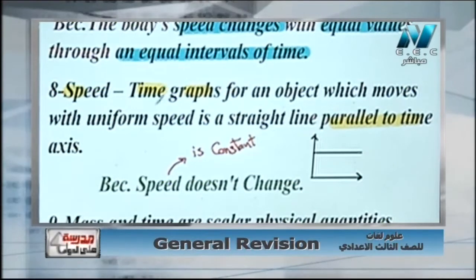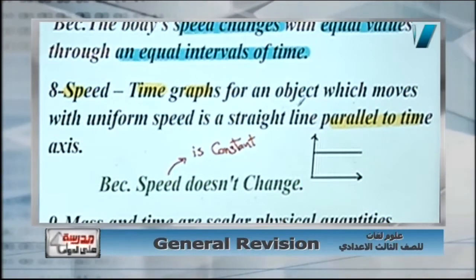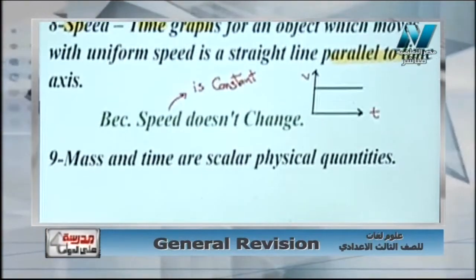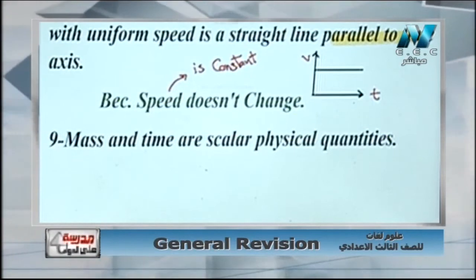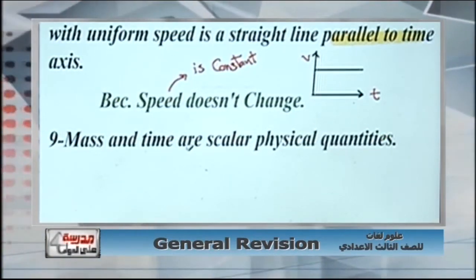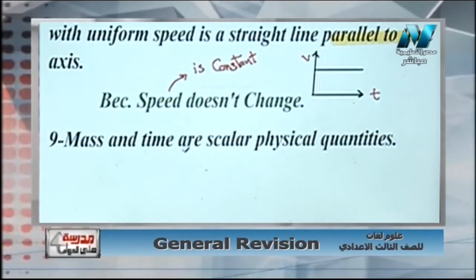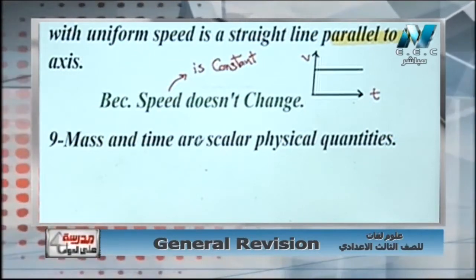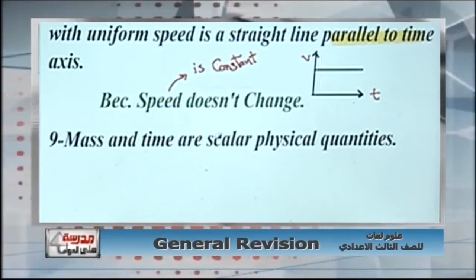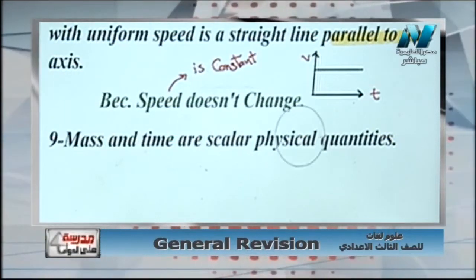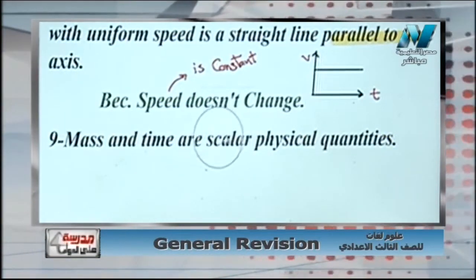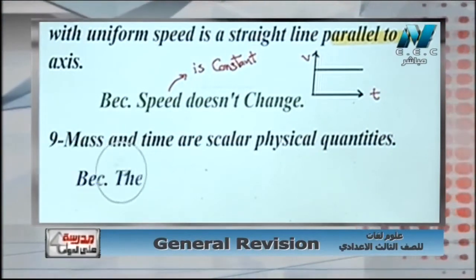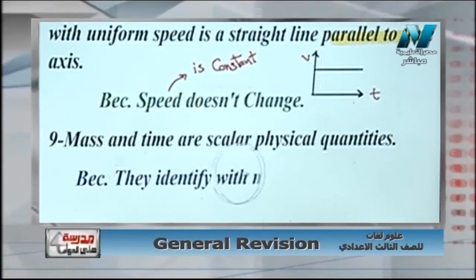And we know V and T is acceleration, so we have a straight line parallel to the time axis. Next question: mass and time are scalar physical quantities. We know mass, time, speed, distance, temperature are scalar physical quantities. So we use what here to answer? We have to know the definition of scalar physical quantity.